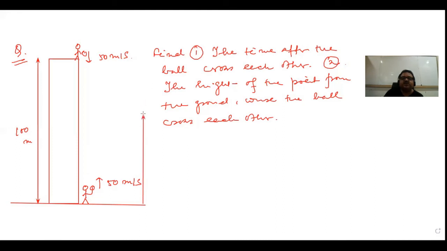At a height of small h from the ground, the balls cross each other, correct? Okay. So if I consider this height is h, this is obviously 100 minus h. So name this person as B, name this person as A.